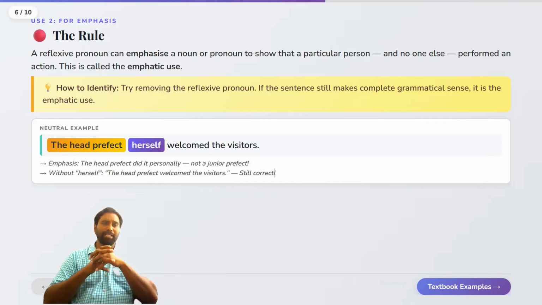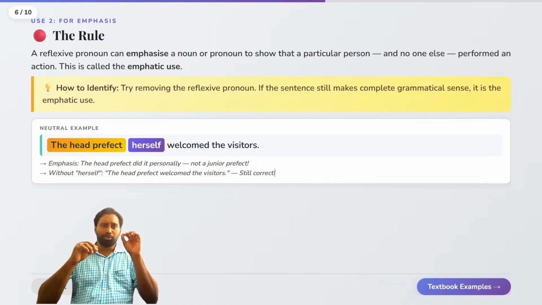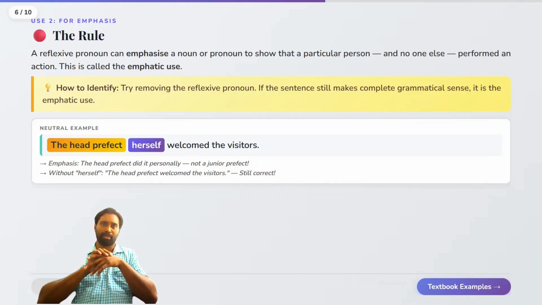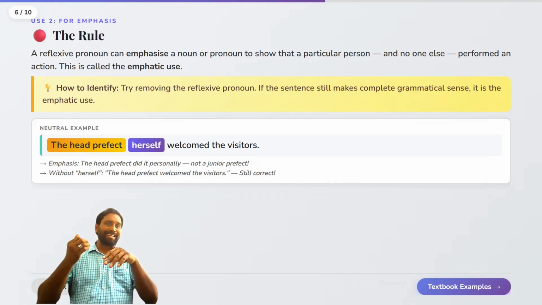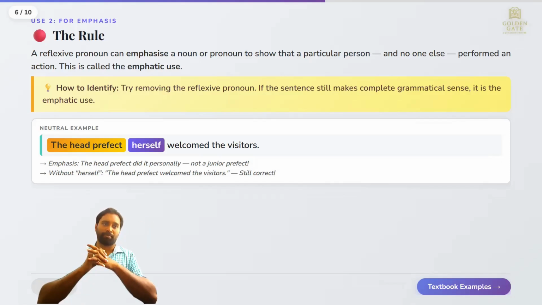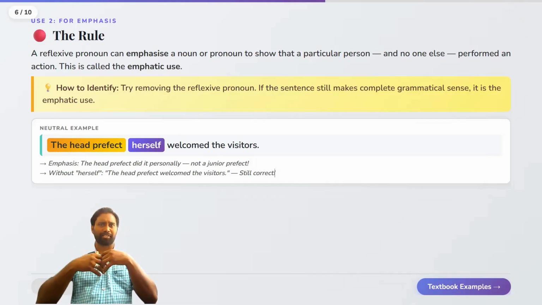Right? Now, children, here's a useful tip for you to identify what the use is. That is, simply by removing the reflexive pronoun from the sentence. If after the removal of the reflexive pronoun, the sentence still makes complete grammatical sense, then that is the emphatic use. But after the removal, if the sentence breaks, that means we have used the reflexive pronoun as an object.